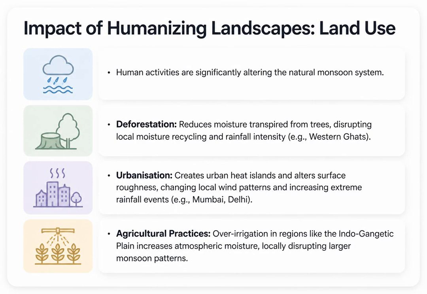But it's not just natural global cycles at play anymore. Human activities are actively altering the monsoon. Large-scale deforestation, for instance in the Western Ghats, means fewer trees are transpiring moisture back into the air, which disrupts local rain recycling. Rapid urbanization in megacities like Mumbai creates massive concrete heat islands that alter local winds and trigger extreme, concentrated rainfall. Even our farming practices, like massive over-irrigation in the Indo-Gangetic Plain, pump unnatural amounts of moisture into the air, disrupting regional weather patterns.